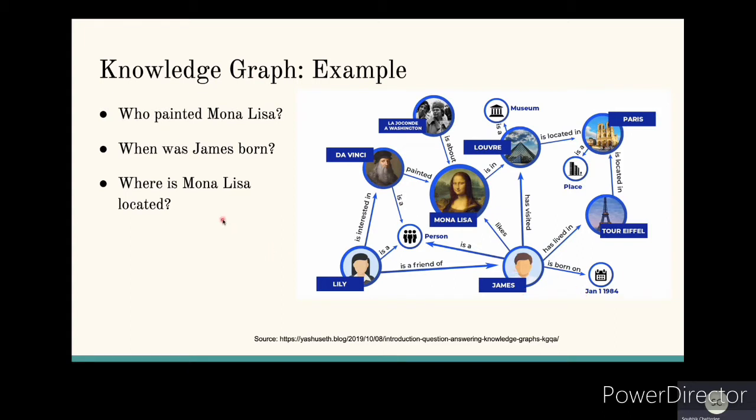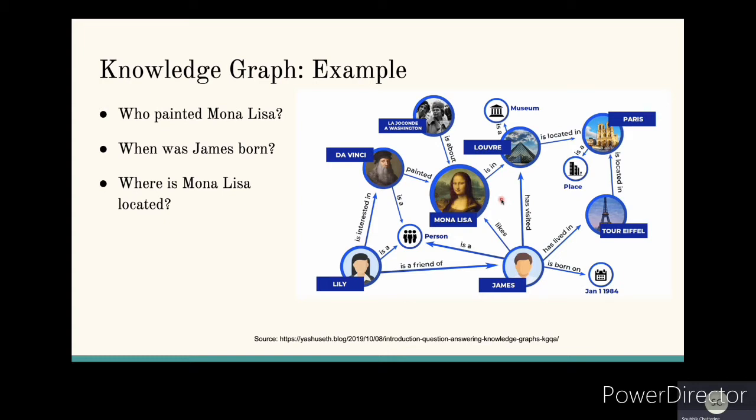It can also handle slightly more complex queries. For example, we can query where is Mona Lisa located. Now, there's no adjacent node which has a relation located, but if we go through the graph, you can see Mona Lisa is in the Louvre Museum, which is located in Paris. So it can be inferred that Mona Lisa is actually in Paris.